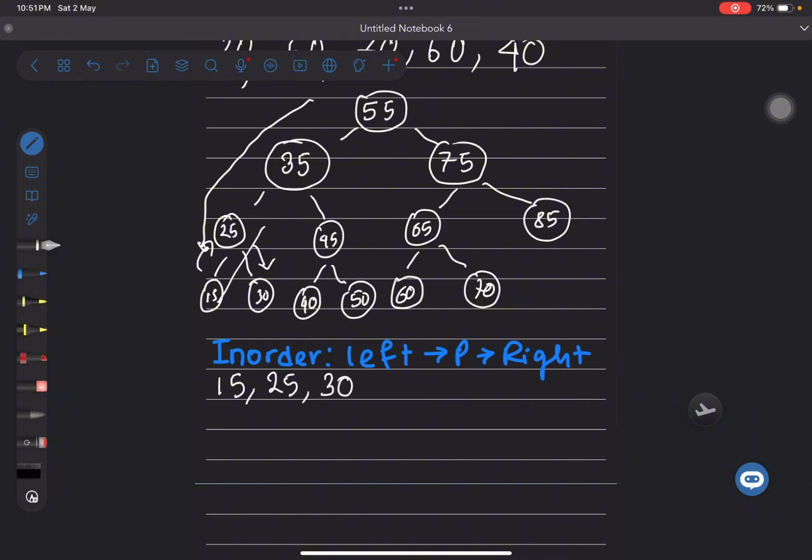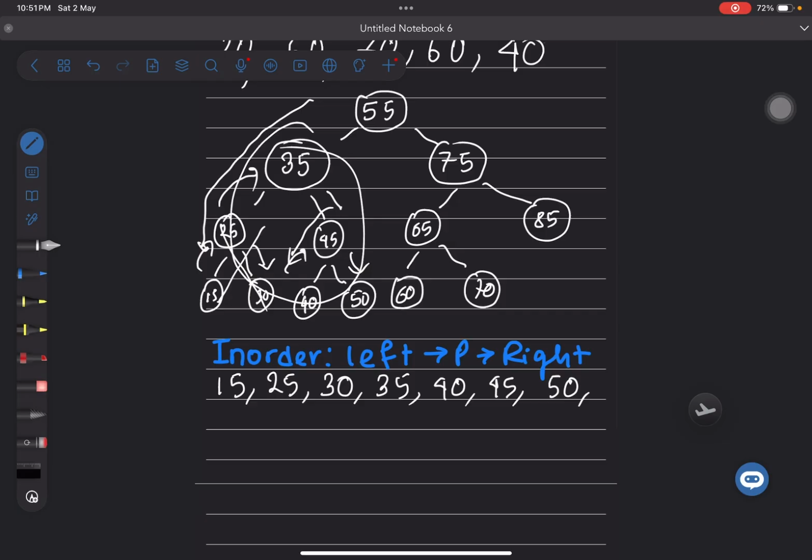Now this one is done. We go to the absolute parent. What is that? 35. Now we go to the right side, but then we go to the left side. Remember, for Inorder and Postorder, you have to always go to the absolute left first. So we have 40 over there, and then we have the parent, which is 45, and then the right side of 45, which is 50. And now this entire subtree is done.